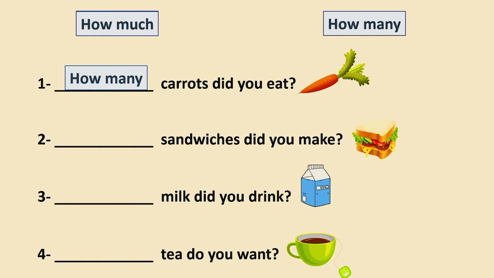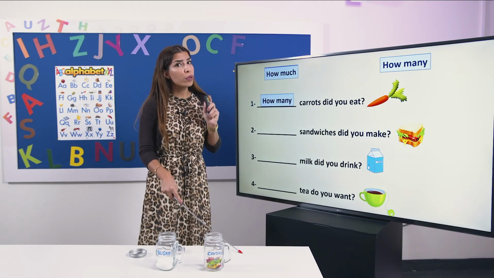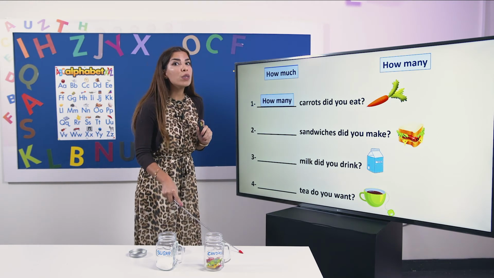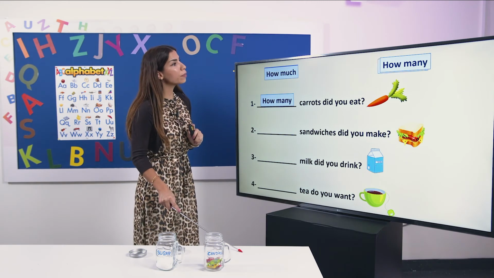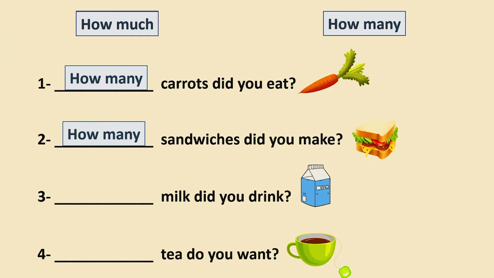Number 2. Sandwiches did you make? Sandwiches. Can you count the sandwiches? Can you say 1, 2, 3 sandwiches? Yes, of course. So, with the word sandwiches, I use how many? How many sandwiches did you make? Very good.